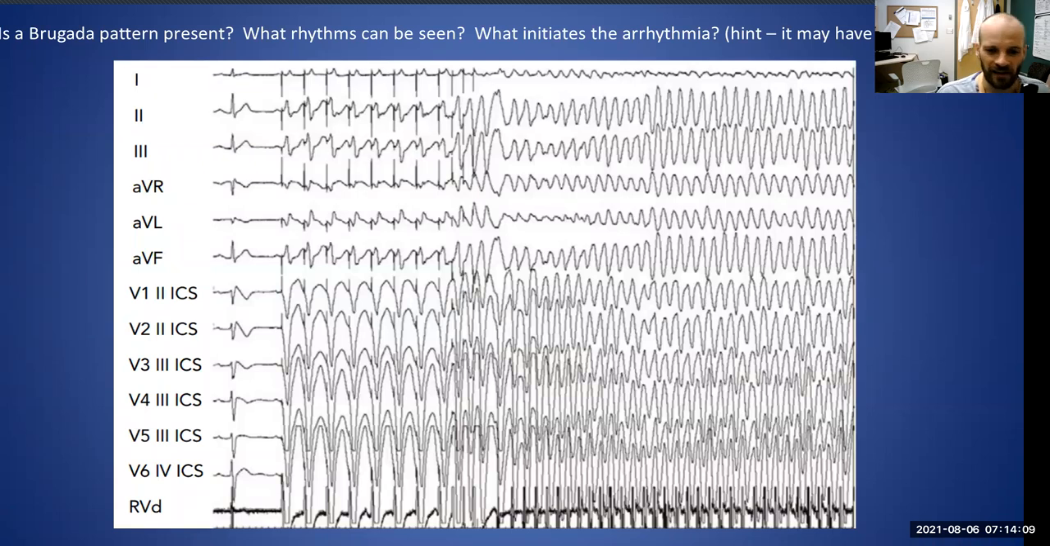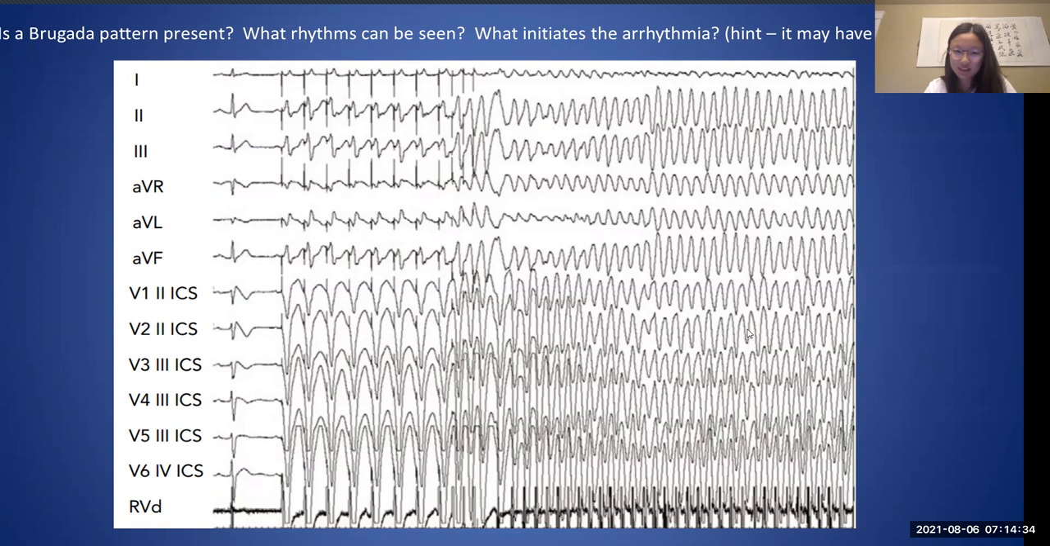Now, this is a tough one. This is a tricky one. Who wants to have a go at this? I'll have a go. I said it could be a type 1 Brugada. Okay, excellent. V1 and V2, but I don't know how you tell how many millimeters it's elevated. Yeah, you're absolutely right.